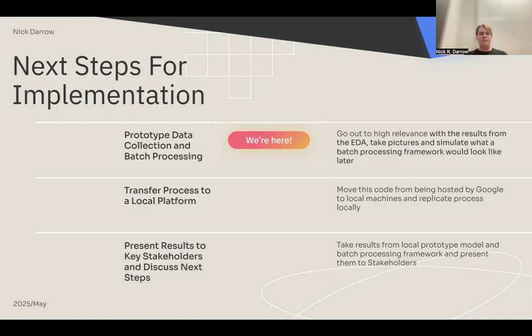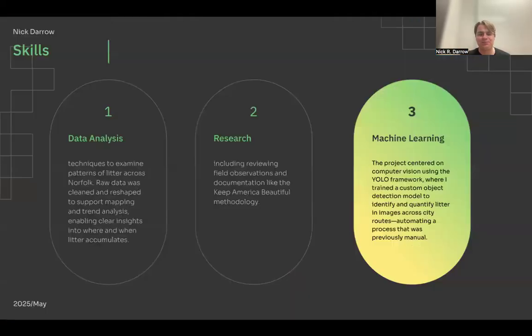So once we transfer it over to a local platform, we can then present these results to key stakeholders and we can discuss next steps for implementation, whether it means putting cameras on bikes or cars and going across the city and taking those images and batch processing it, so we can have a better way of telling where that litter is and how much of it there is so that we can better direct cleanup processes.